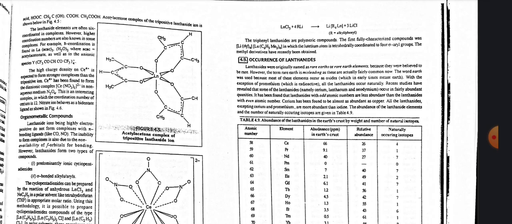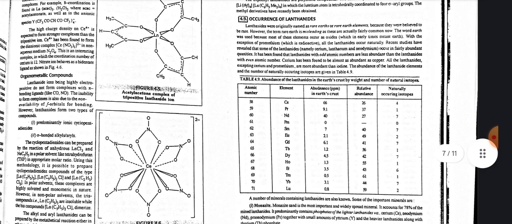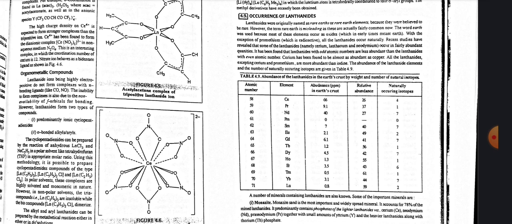Occurrence of lanthanides. Lanthanides were originally named rare earth elements because they were believed to be rare. However, the term rare is misleading as they are actually fairly common. The word earth was used because most of these elements occur as oxides. With the exception of promethium, all the lanthanides occur naturally. Recent studies have revealed that some of the lanthanides, cerium and lanthanum, occur in fairly abundant quantities. It has been found that lanthanides with odd atomic number are less abundant than the lanthanides with even atomic number.